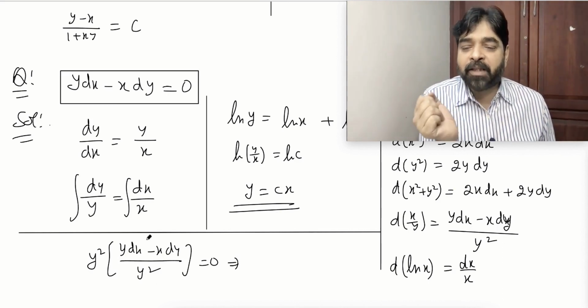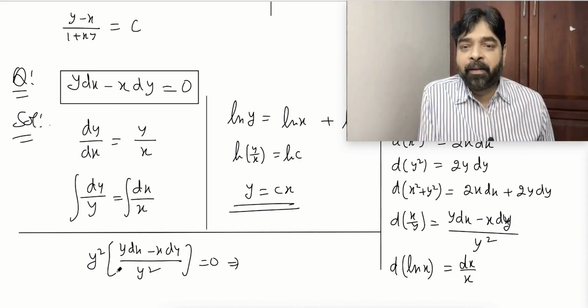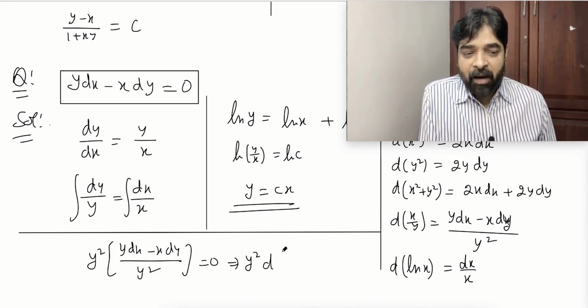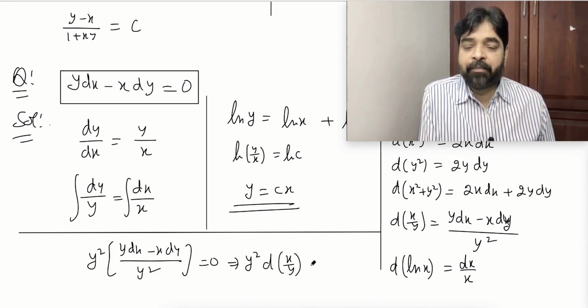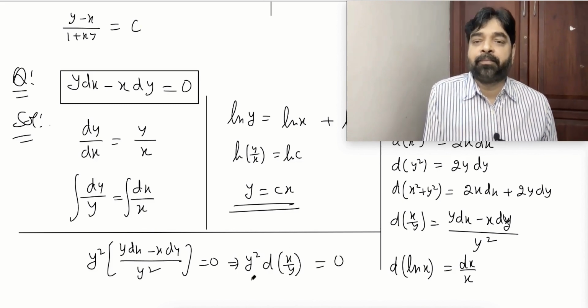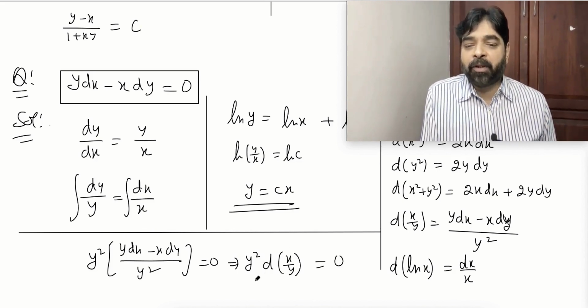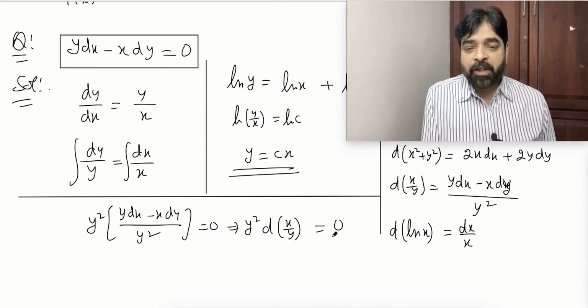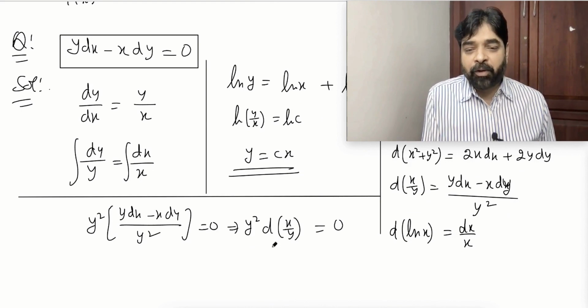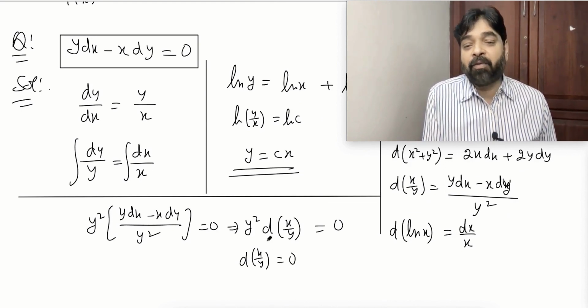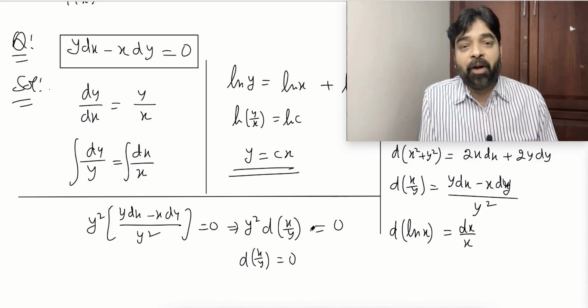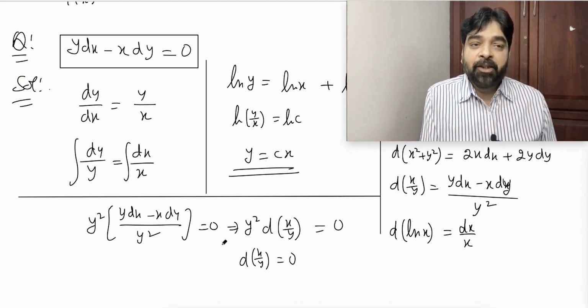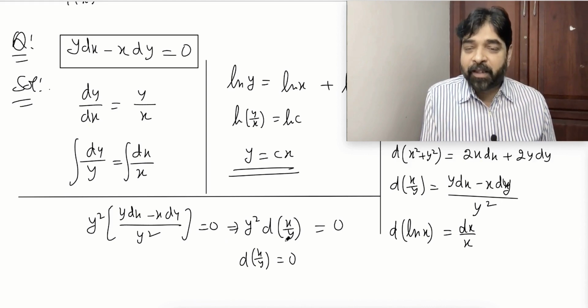Now look, what is this? y square into, what is this? d of x by y is equal to 0. I hope everybody is able to understand. So this into this equals 0. We are solving, so this has to be 0, means d of x by y equals 0. You will say, sir, why not y equal to 0? y equal to 0 will not give you the general solution. So we will not put y equal to 0. Only this can be 0.